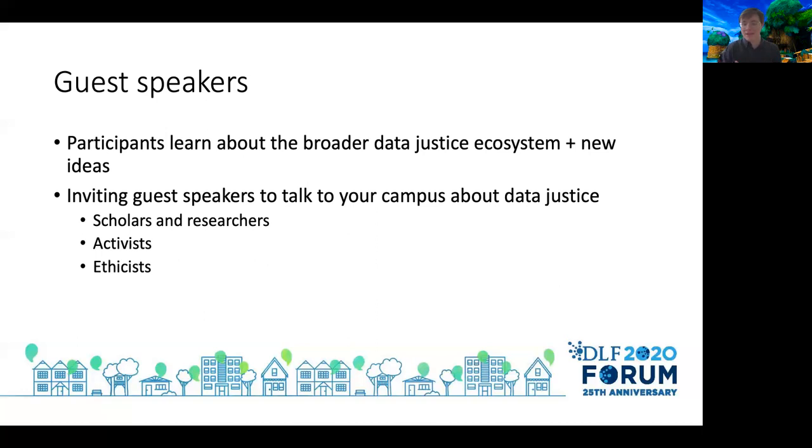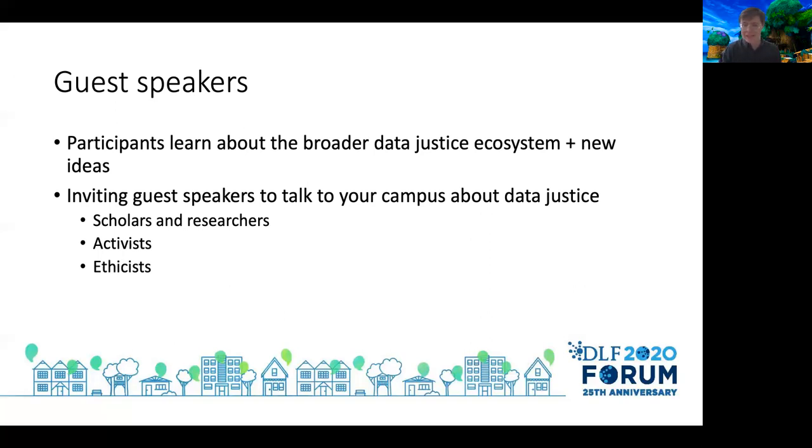It's important to understand that people who work in data justice and people who work in understanding the social implications of technology, they're not always in academia. They might be community organizers, activists, ethicists. There's a wide breadth of people who are working on this, and they have really interesting and engaging things to say.